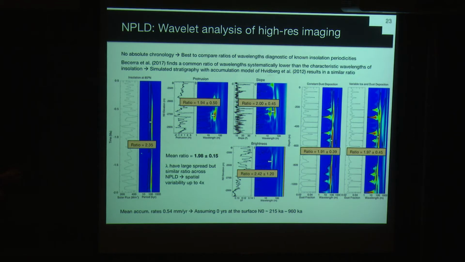Basically, this is the insolation signal through time. And so this is the same kind of wavelet spectrum that I showed before. This is the 120,000 year periodicity, and this is the 51,000 year. And they have a ratio of 2.35.